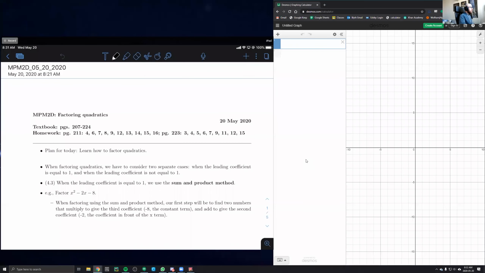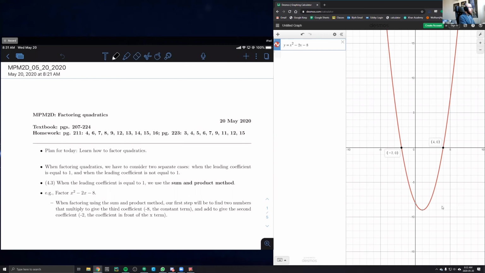Okay, so as I think I mentioned yesterday, the idea behind today is going to be to learn how to factor quadratics. Specifically, the reason why we're learning how to factor quadratics, if I just type in the first function here, is that factoring quadratics gives us a really easy way of figuring out what the x-intercepts are.